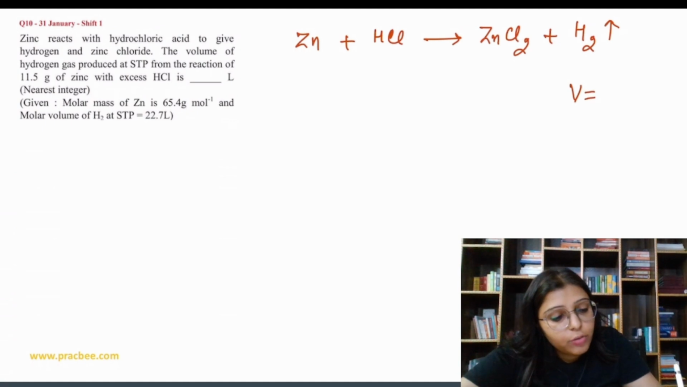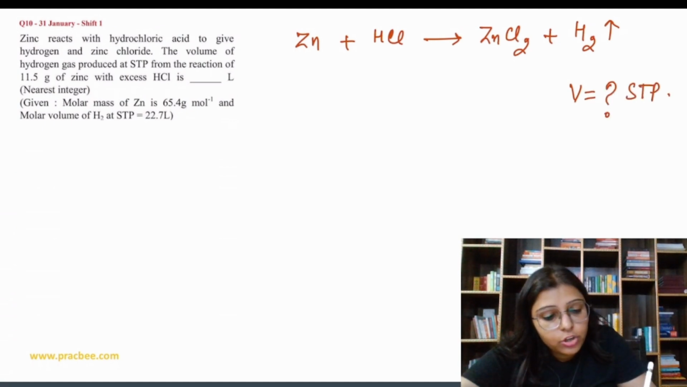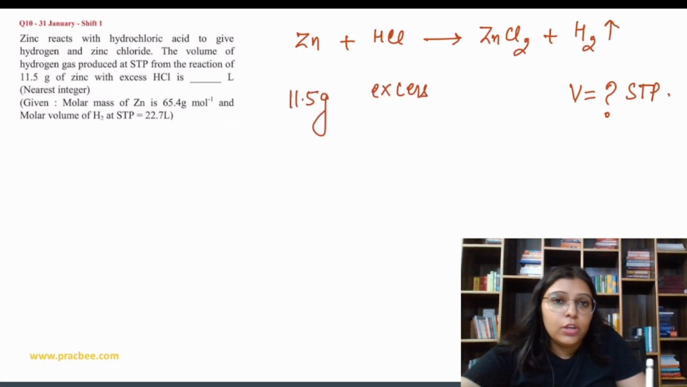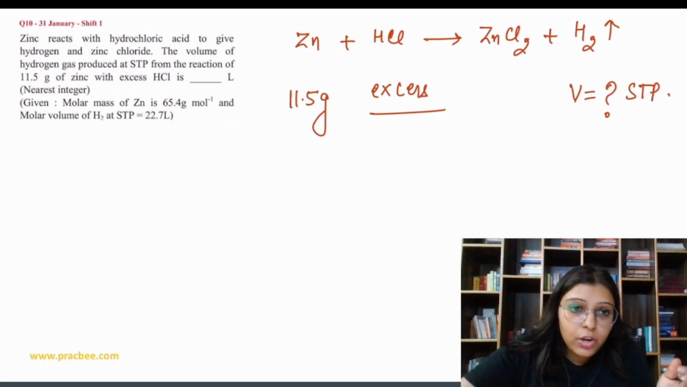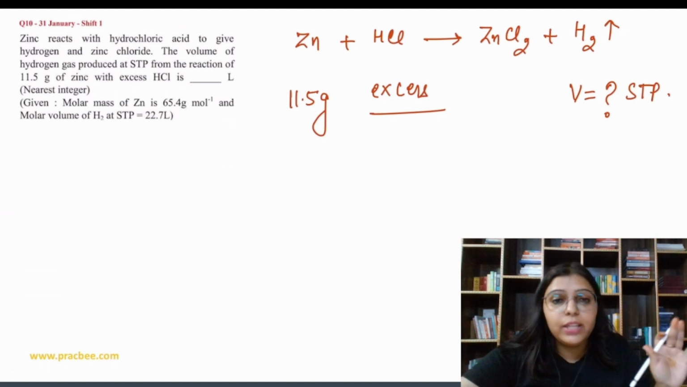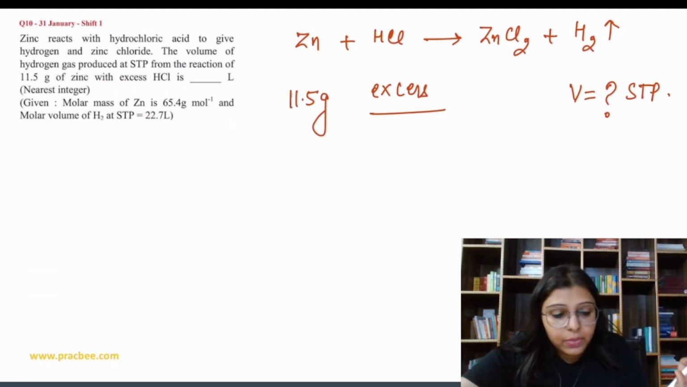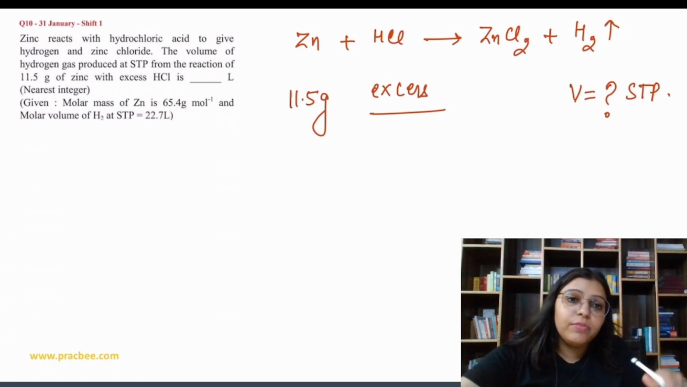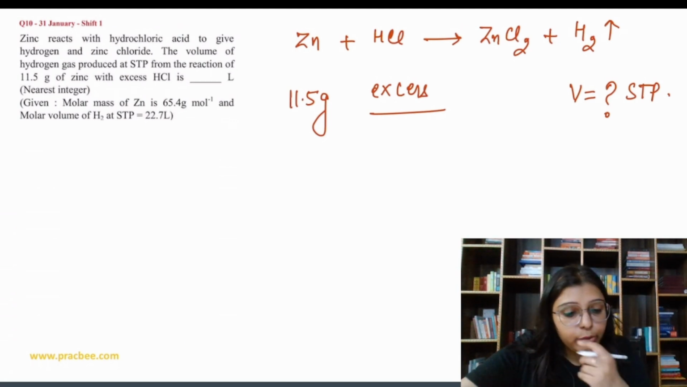So we have to find out the volume of hydrogen gas at STP from the reaction of 11.5 gram of zinc with excess of HCl. So if one of the reactants is in excess, HCl, there is no need to check the limiting reagent. It means from the number of moles of zinc, we can find out the number of moles of hydrogen. And once we find out the number of moles of hydrogen, we can convert those moles into the volume. So how to do this?